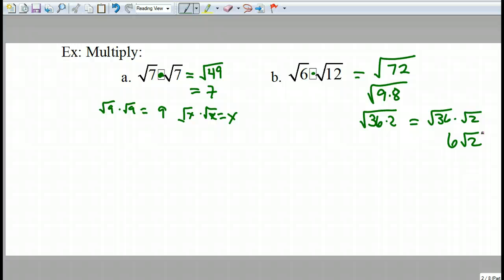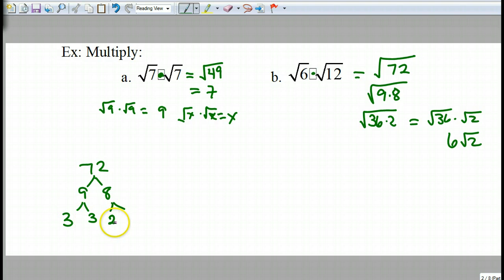I want to show you a different way of simplifying it, because what you can do is actually take the number 72 and find its prime numbers. What are they? We know 9 and 8 go into it. We're doing a factor tree. 3 and 3. What goes into 8? 2 and 4. 2 and 2. Okay, so if I take the square root of 72, it's the same thing as saying 2 times 2 times 2 times 3 times 3.